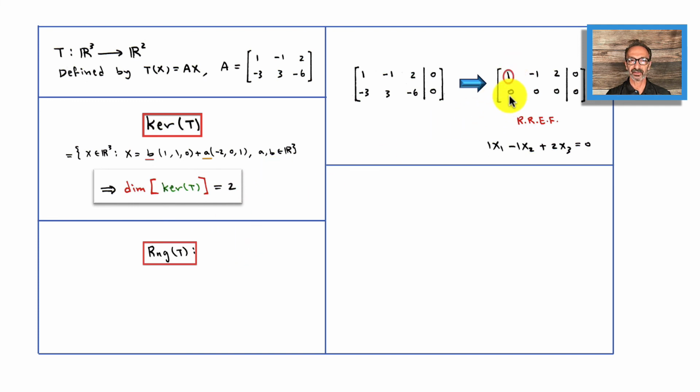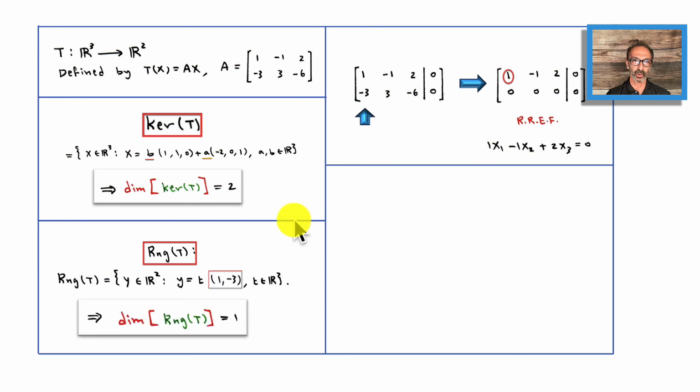All right, range. Range, we looked at the reduced solution form, and we take the corresponding vectors from A that correspond to the vectors that have the pivot element 1, which is just one vector, 1, -3, and the dimension was 1.